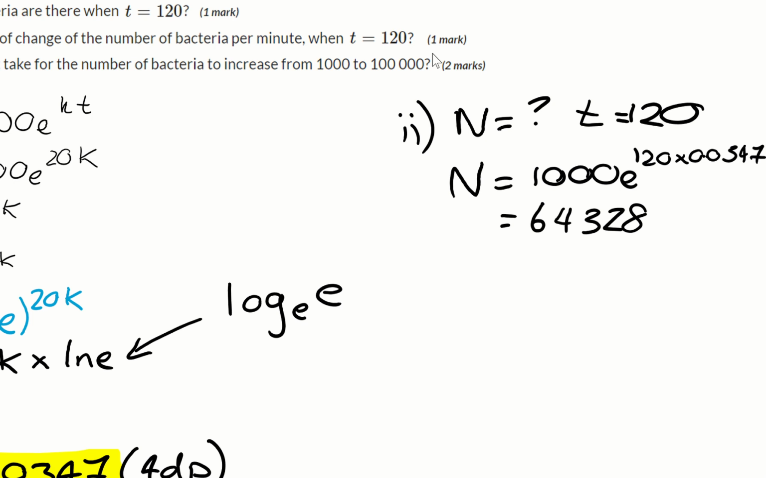64,328. And in questions like these, it's a good idea to put a therefore statement. So therefore, after 120 minutes, there are 64,328 bacteria.